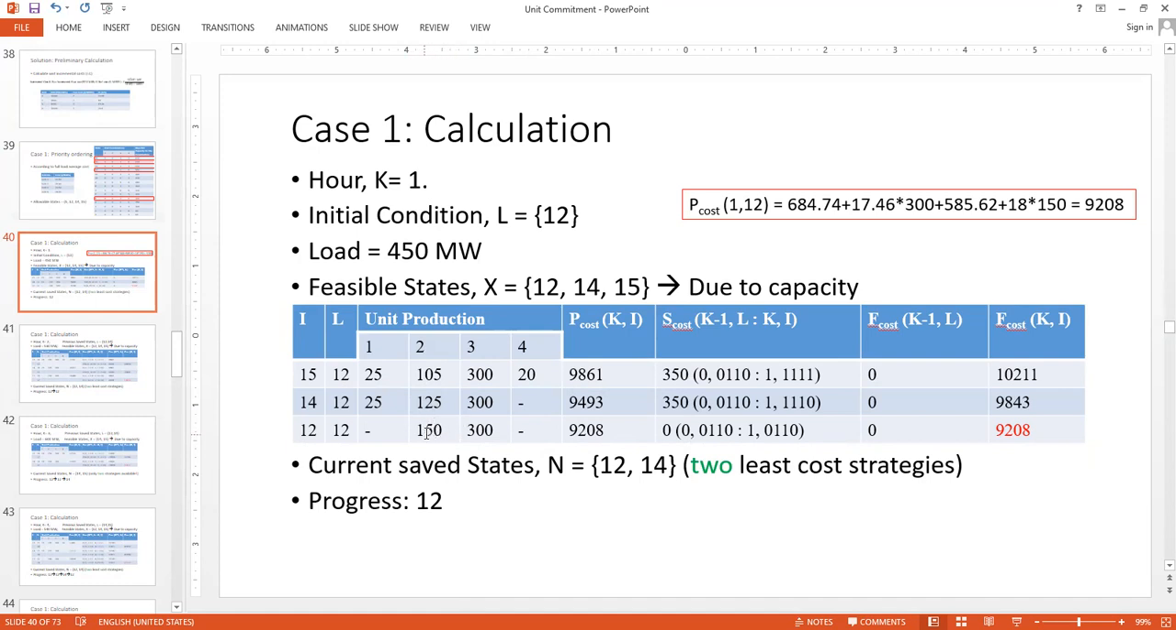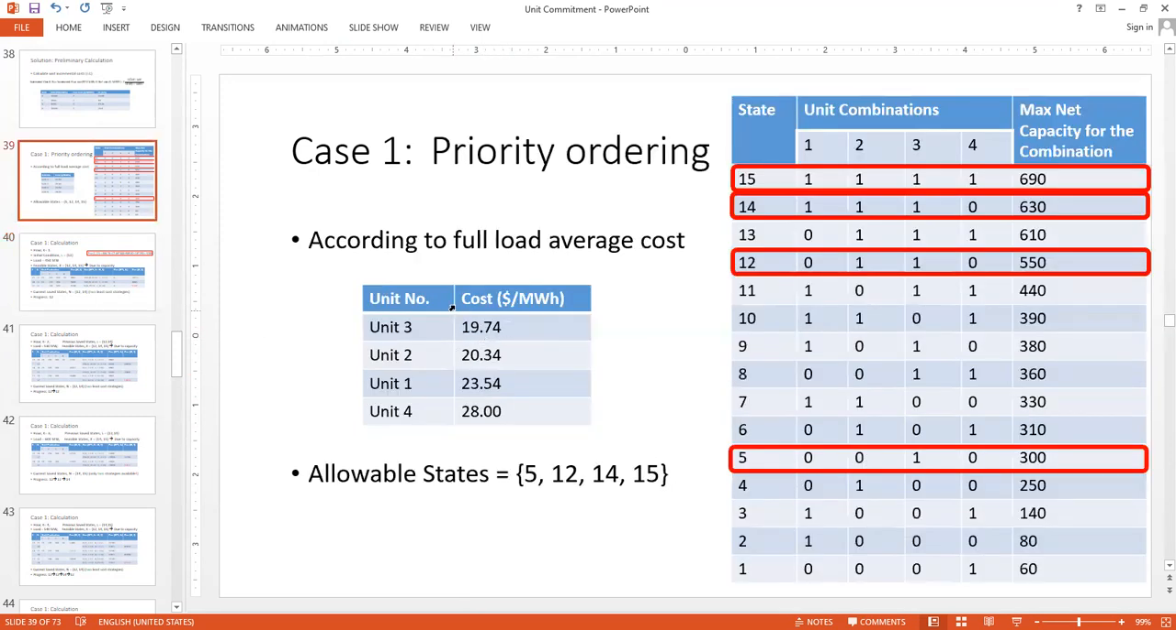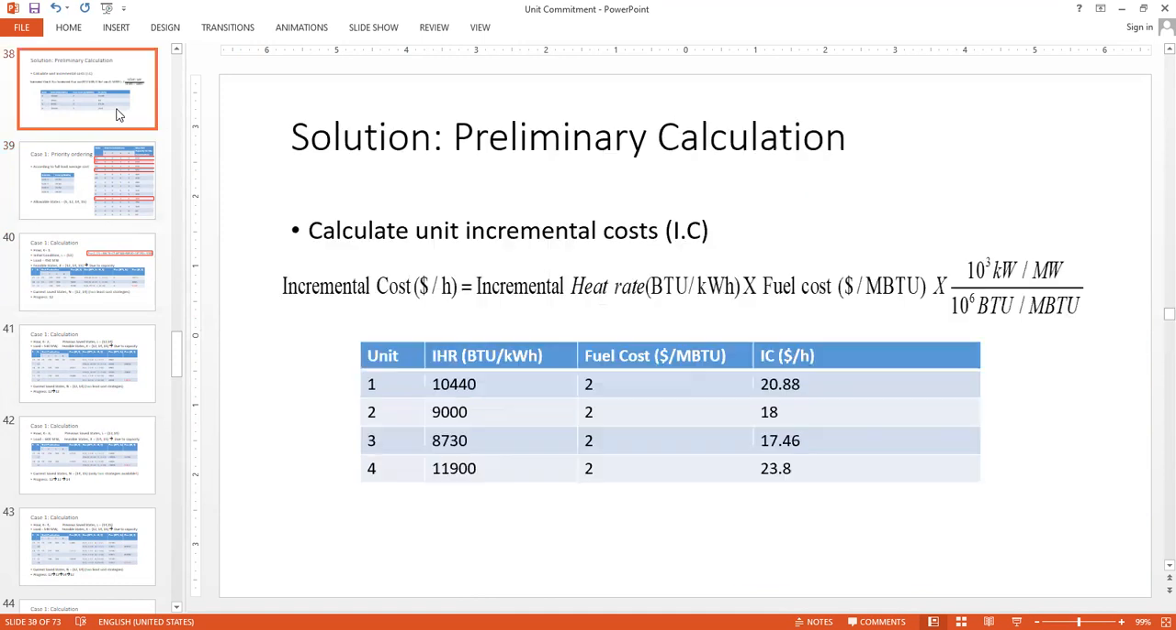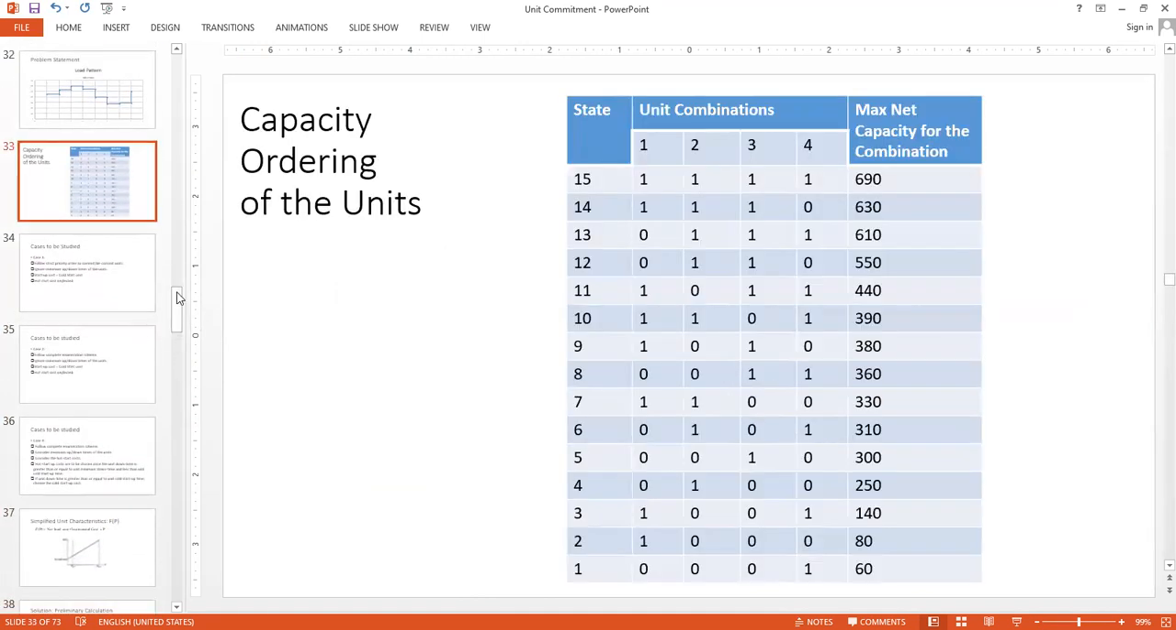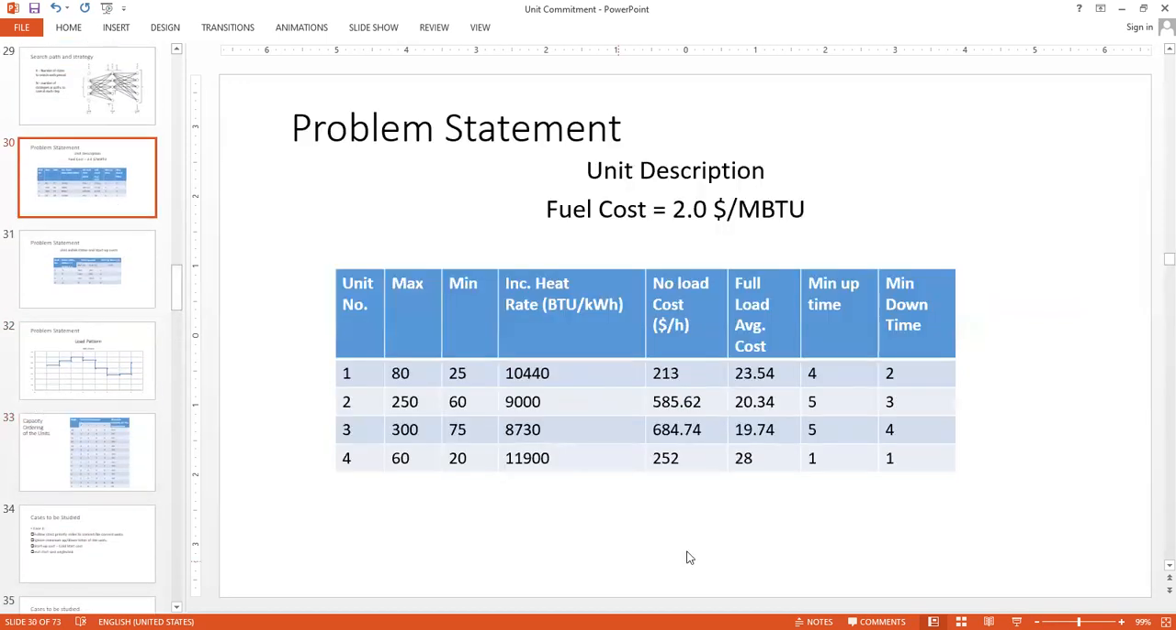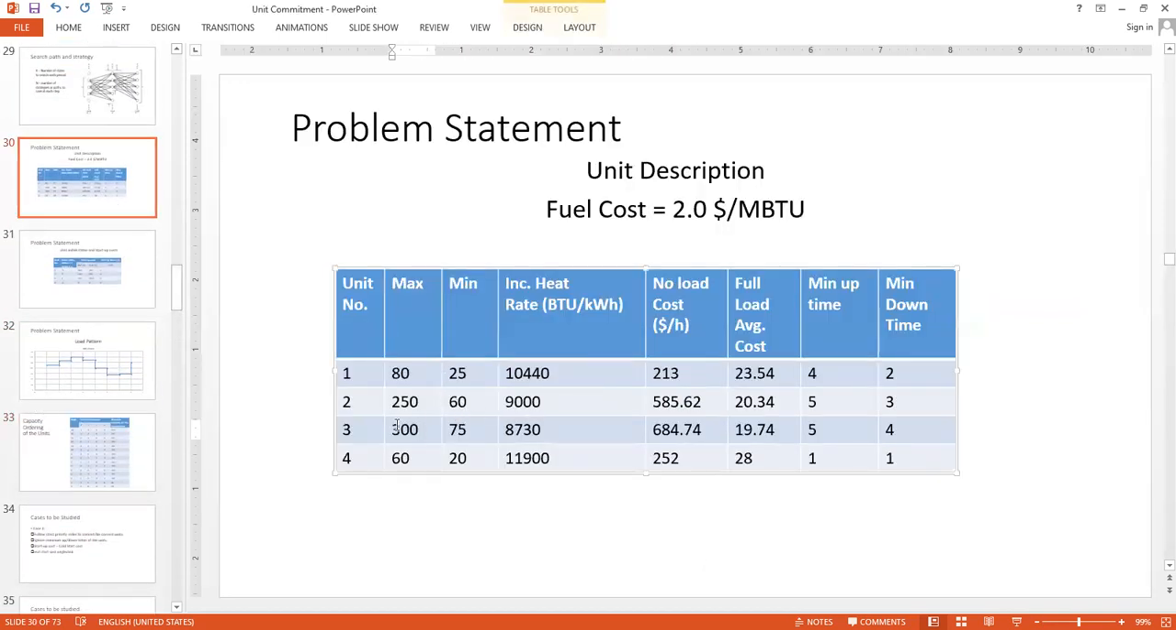The step is such: if units 2 and 3 are on, which is the most economical one? The most economical one is unit number 3. So we will try to load that unit as much as possible at first. What is the capacity of unit 3? The maximum capacity of unit 3 is 300. The demand is 450. So let's do it here.